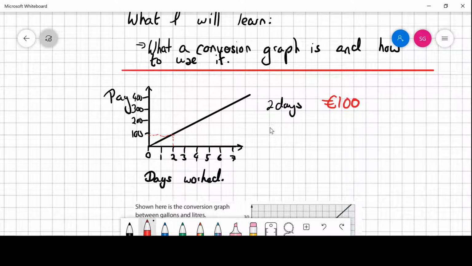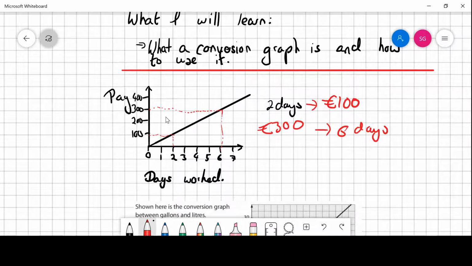How many days would you need to work to get €300? Well, again, you can go along here. Now, I have done that terribly, but whatever. We dot our way along here, and then we start going down, okay? And we go, okay, so 6 days. So, if we wanted to see how many days you need to work to get €300, you'd go, okay, 6 days. If you wanted to see how much you'd be paid for 2 days' work, it would be €100.